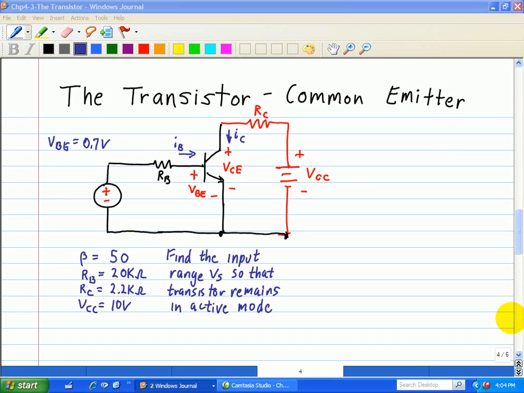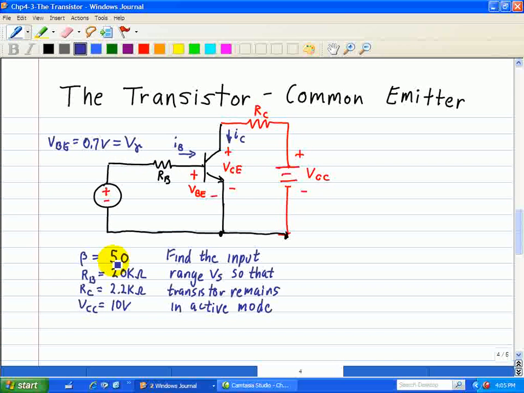Let's say we're given the following common emitter configuration, where VBE is equal to V gamma, which is equal to 0.7 volts. So we have V gamma equal to VBE shown here. And we're also given the following parameters, where beta is equal to 50, that's the current gain. RB is equal to 20 kilo ohms. So here RB is 20 kilo ohms.